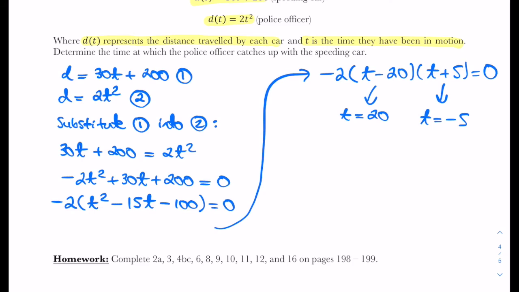But let's interpret our solutions. Notice that one of our times is negative. That means that the police officer catches up with the speeding car 5 seconds into the past. I hope you know that we can't travel backwards in time, so this solution is going to be inadmissible. So we neglect t equals -5. Make a little comment. You can say negative time is not possible.